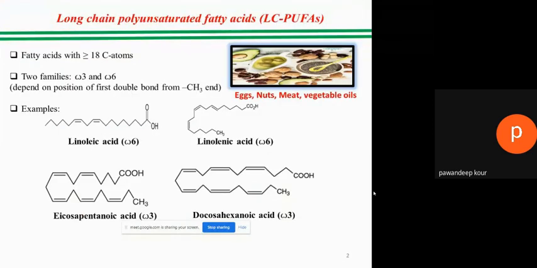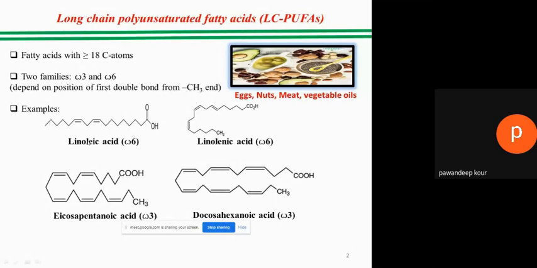Let us have a brief introduction about long-chain polyunsaturated fatty acids. Long-chain polyunsaturated fatty acids are those fatty acids which contain 18 or more than 18 carbon atoms. Their main sources include eggs, nuts, vegetable oils, etc. They are basically classified into two families, that is omega-3 and omega-6. Whether the given LC-PUFA belongs to the omega-3 or omega-6 family depends upon the position of the first double bond when numbering starts from the non-COOH terminal.